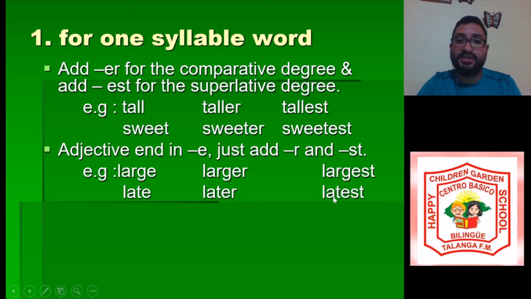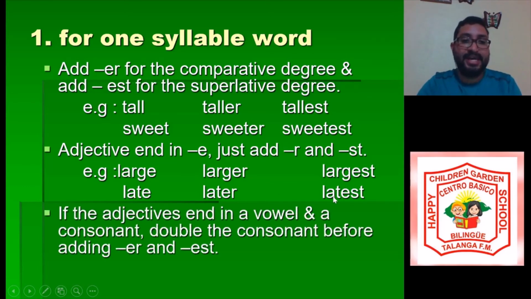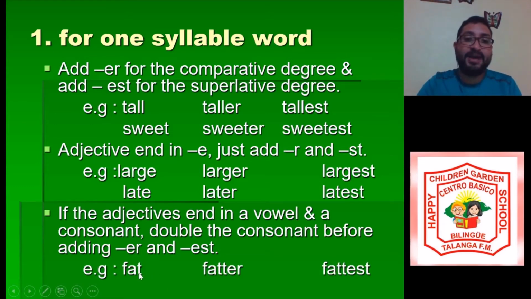Comparative, superlative. If the adjective ends in a vowel and a consonant, that means a vowel, then a consonant, we're going to double the consonant before adding ER or EST. For example, fat. We have the vowel A followed by the consonant T. So we double the T and we say fatter, and we double the T and we say fattest.